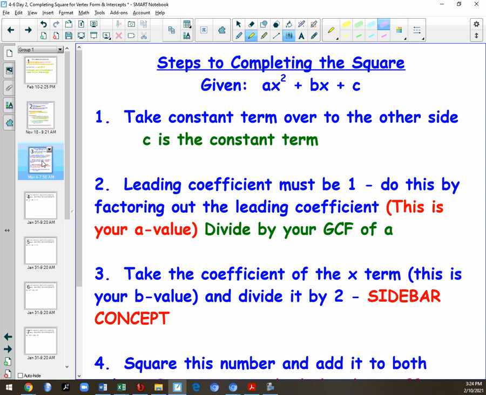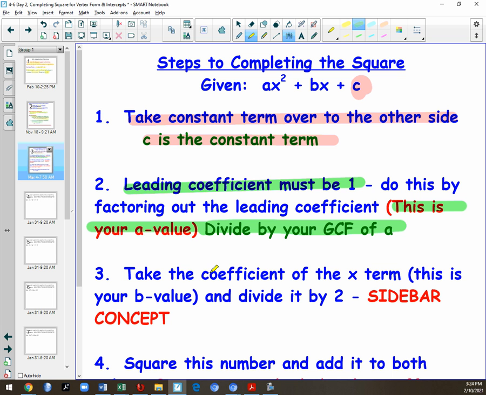So here are some steps. Step 1: we're going to take the constant term over to the other side. The constant term is the c value. It's the value at the end without the variable. Then your leading coefficient must be 1. If it is not 1, you are going to make it 1 by dividing both sides and pulling it out as a GCF. Okay? You're going to do this by division.